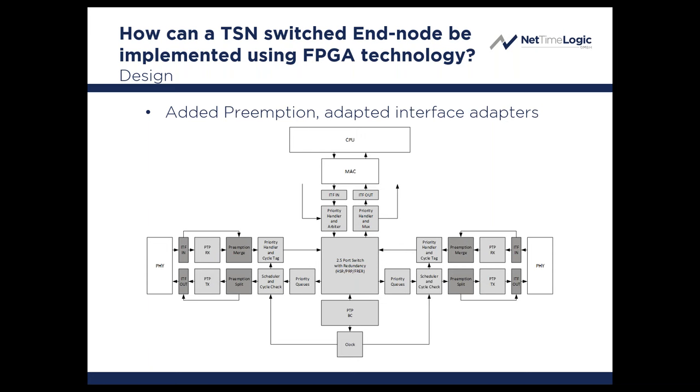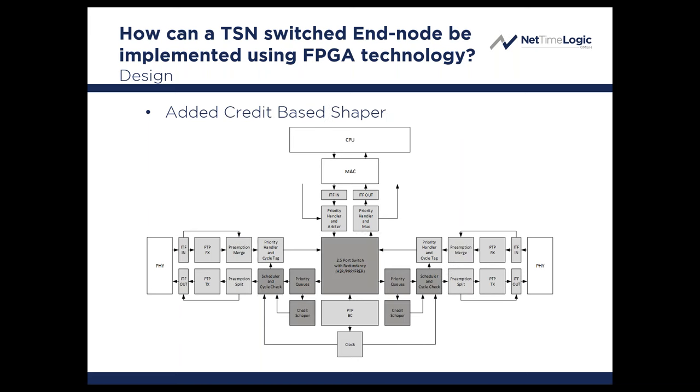Then preemption was added. So there we have an interface adapted to the physical layer chips. Because the preemption happens really close to the physical layer, we say which start frame delimiters and preamble we want to send. And then there is the preemption unit, which says, okay, now we're stopping the previous frame and sending a high priority frame in between. And on the other side, of course, we have the merging part, which puts together the split frame again and sends it further and extracts the high priority frame in between.